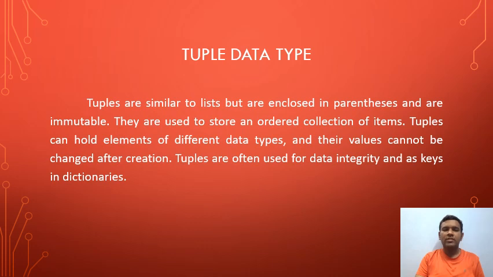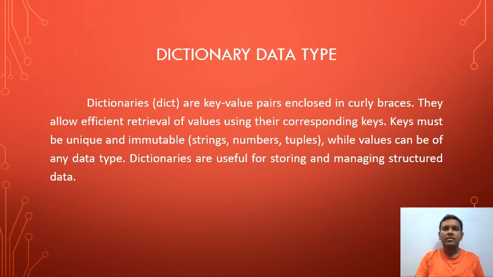Let us move on to the next data type, that is dictionary. Just now in tuples we saw that tuples are used in dictionaries. Now let us see what a dictionary is. Dictionaries are key value pairs enclosed in curly braces. They allow efficient retrieval of values using their corresponding keys. Keys must be unique and immutable, that is, they can be strings, numbers, or tuples, while values can be of any data type. Dictionaries are useful for storing and managing structured data.